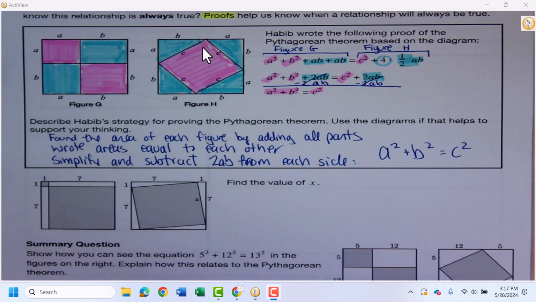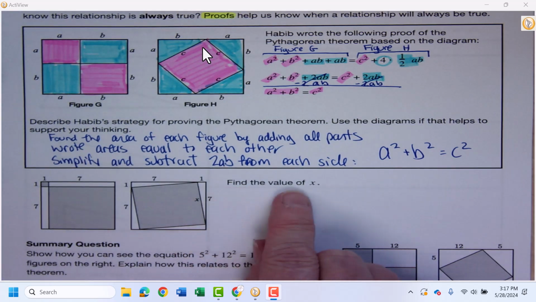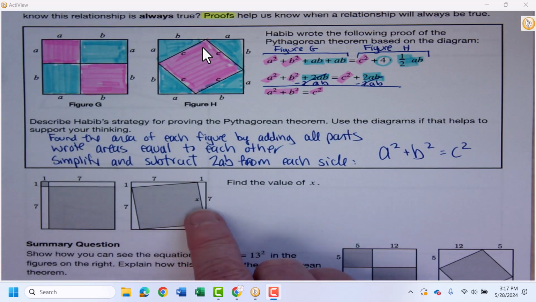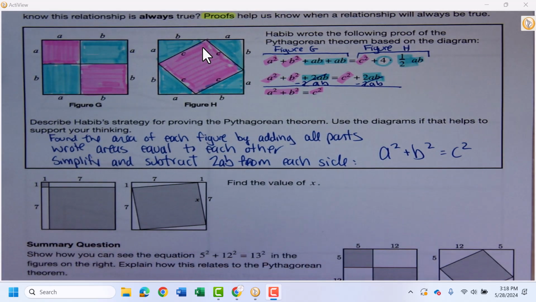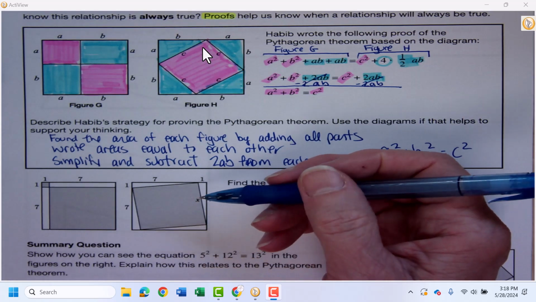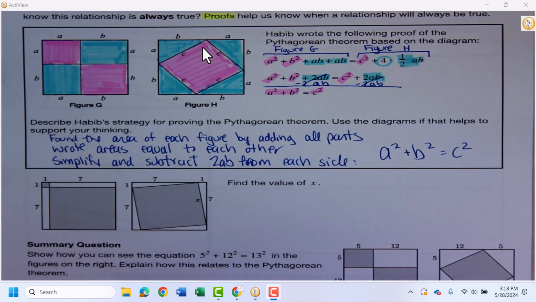The second goal we have is to use the Pythagorean theorem to find unknown side lengths in right triangles. So let's do that to find the value of x in this figure. Well, the trick to using the Pythagorean theorem is finding right triangles that are useful to us. Well, we're finding the value of x. So x is right here.